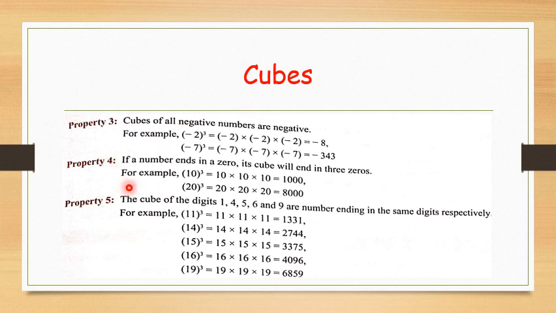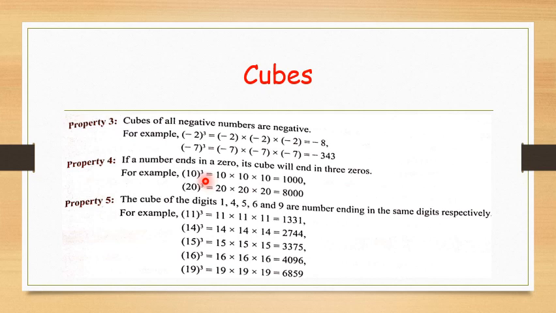Now property number 4. If any number ends in a 0, then its cube will end with 3 zeros. Suppose we have 10, then the cube of 10 contains 3 zeros. If it has 1 zero, then the cube contains 3 zeros. If we have 2 zeros here, then the cube has 6 zeros. The number of zeros becomes 3 times when you cube any number ending with 0.